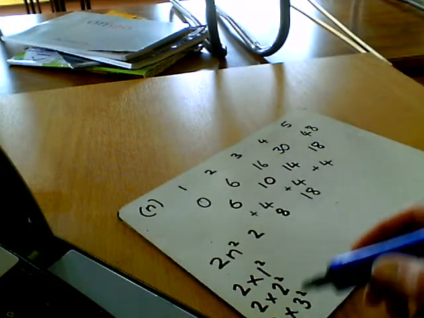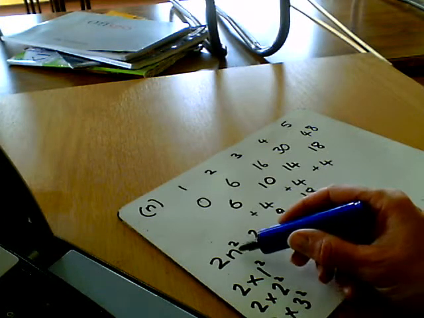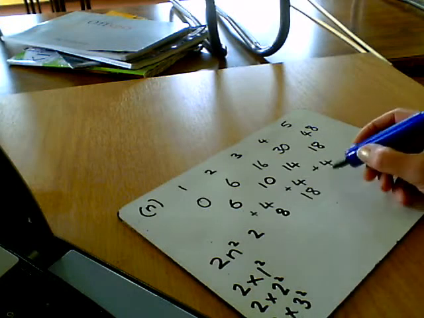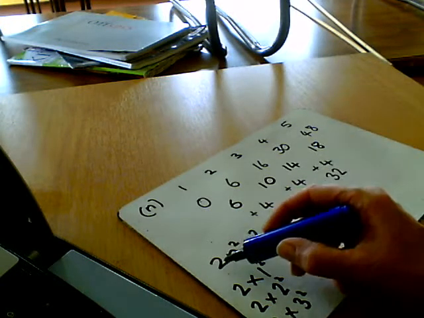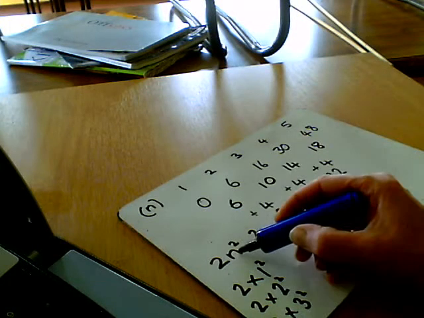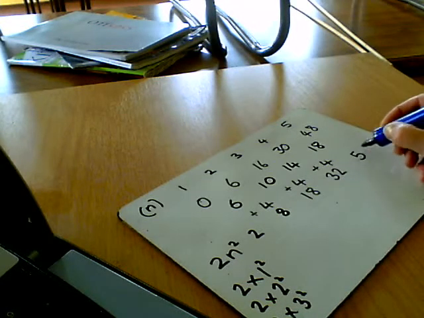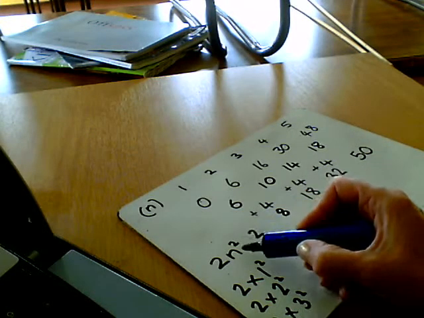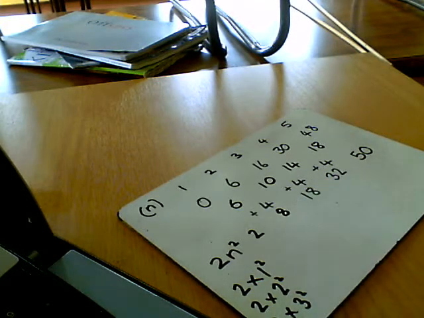Let's try 4. 2 times 4 squared, or 4 squared is 16 times 2 is 32. And last of all, 2 times n is 5. 5 squared is 25. 25 times 2 is 50. Remember, you must substitute the number and square this first and then times by 2.